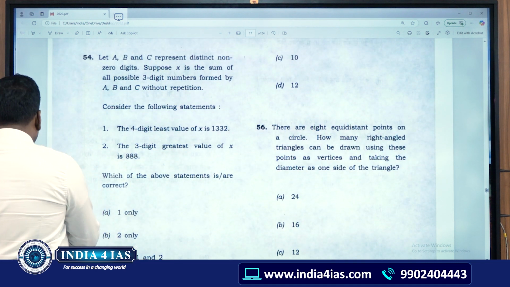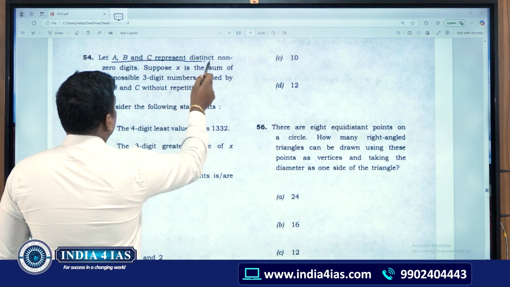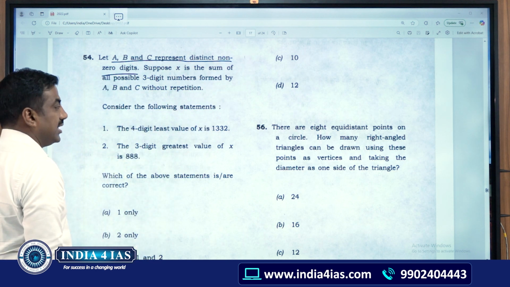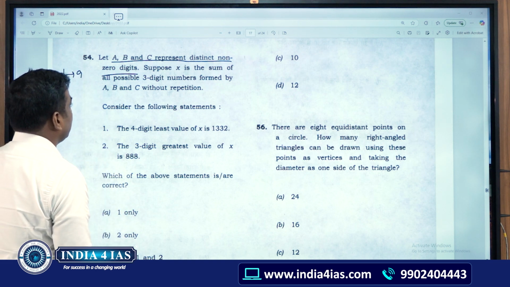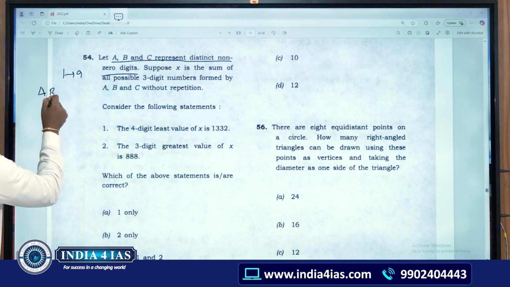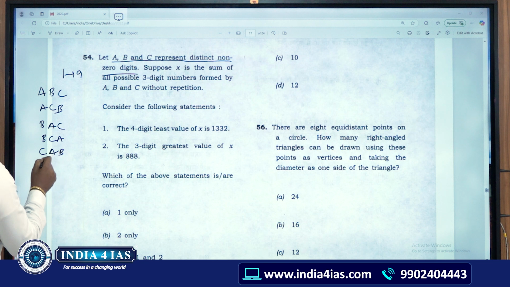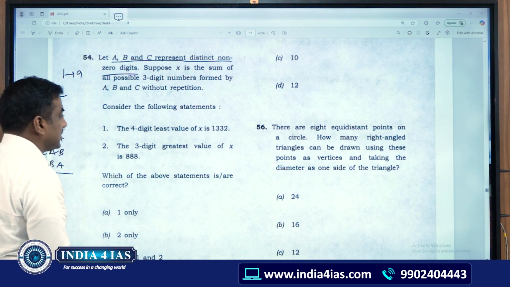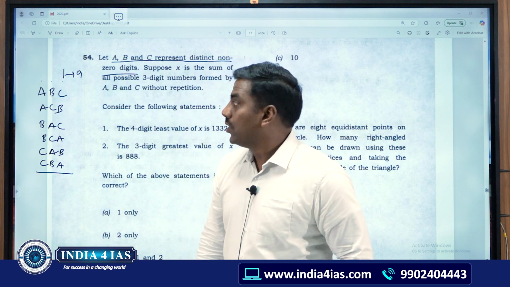Yeah. 54th question. A, B, C represent distinct non-zero digits. Distinct non-zero digits, 1 to 9. Suppose X is the sum of all possible 3-digit numbers formed by ABC. So how can the numbers be? ABC, then ACB, then BAC, then BCA, then CAB and CBA. So these are the numbers that are possible if we use only 3 digits.